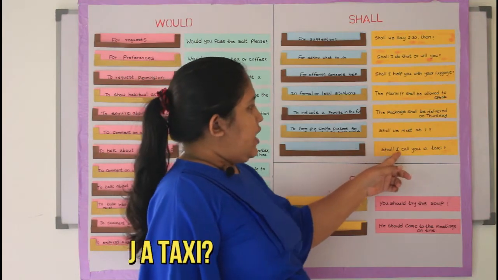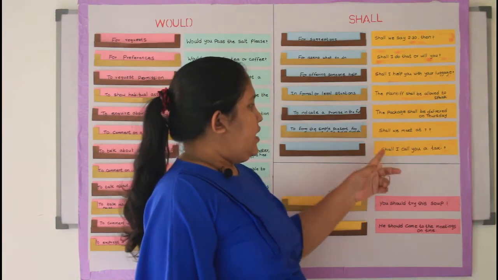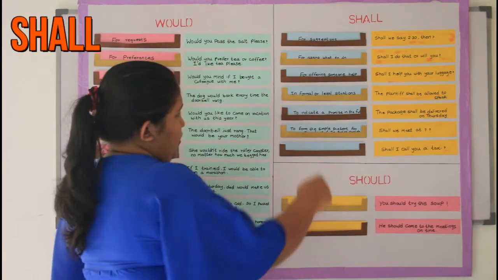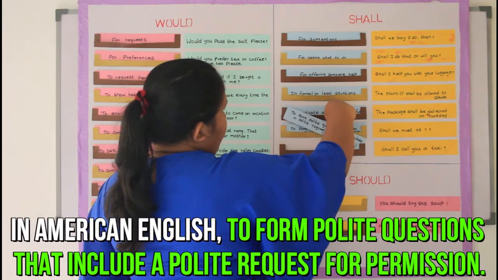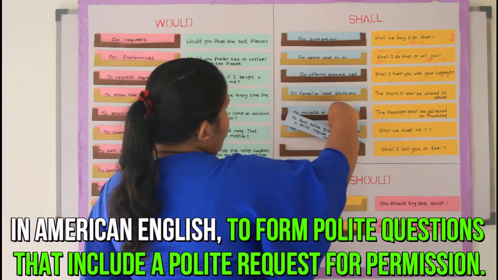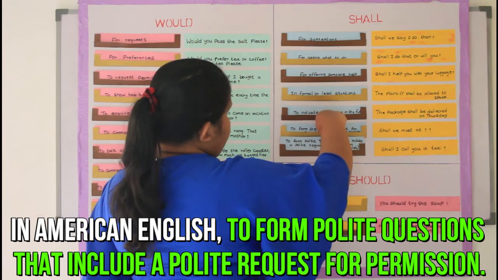Next one. Shall I call you a taxi? Here the modal verb shall is used to form polite questions that include a polite request for permission in American English.